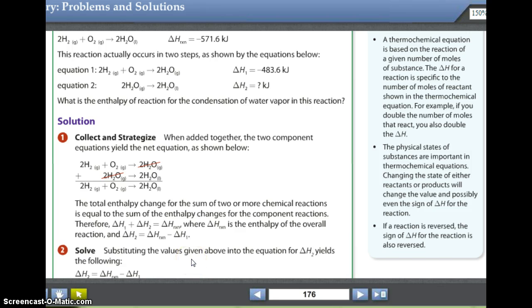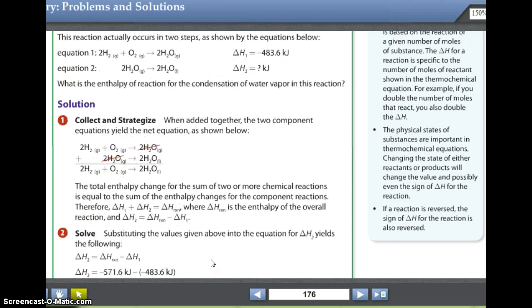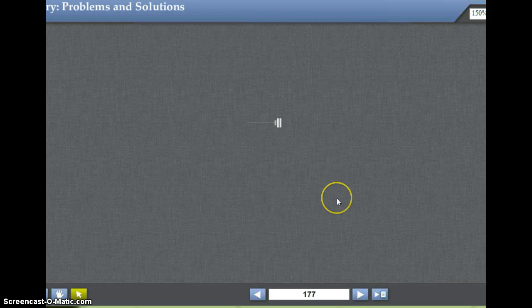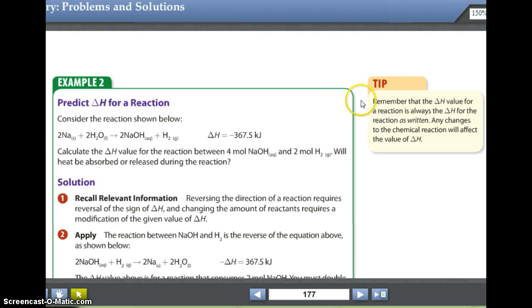So we just substitute in our values. Here's how much the reaction is. Here's how much the first part is. Use your algebra to solve how much is the second part. And the second part is negative 88.0 kilojoules. Again, if you have problems, please come to office hours.